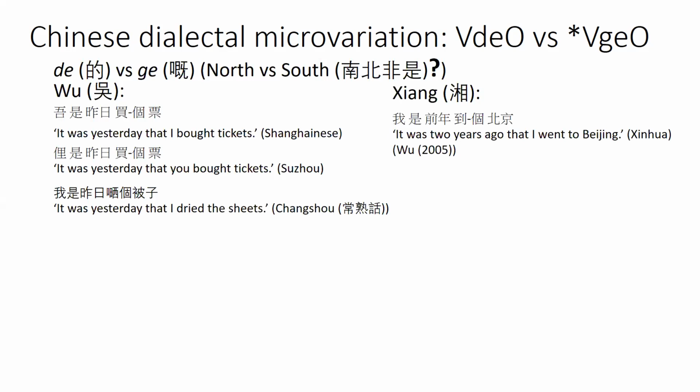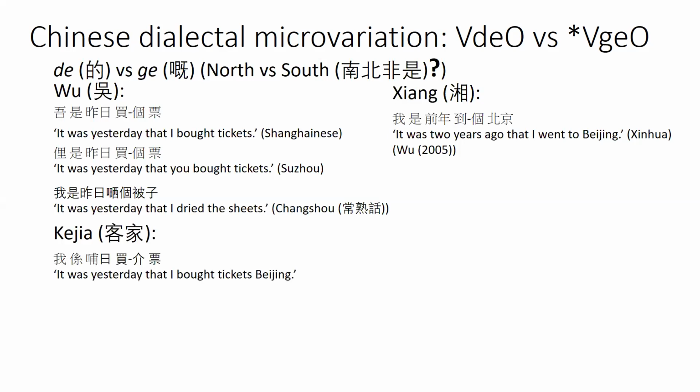In fact, this is a famous example. It's cited in Wu Yunji's famous handbook on Xiang dialects, where there is an example here: 我是前天到个北京, denoting past tense. 客家 likewise, my informant for 客家话 also tells me that she'll be willing to use ge. Okay, so 我係尋日買嘅票, also as a past tense suffix. All right, so in these types of intermediate dialects, ge can be used as a verbal suffix.